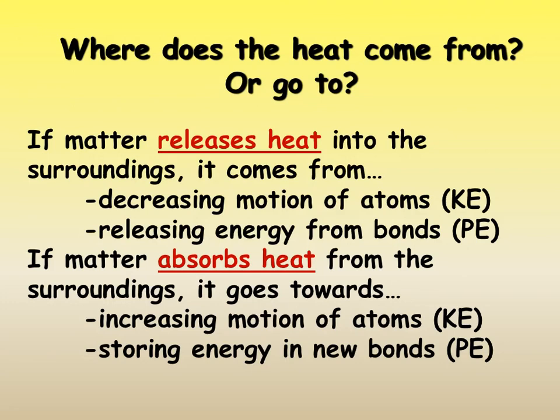released. Then if the opposite happens, matter absorbs heat from the surroundings, so an endothermic process, then that energy goes into the system, and it doesn't just have to heat up the system, it can affect kinetic and potential energy. So if the heat energy gets converted to kinetic energy, that's going to increase the motion of the atoms. They're going to move around more. Or heat energy can be converted into potential energy by forming new bonds.